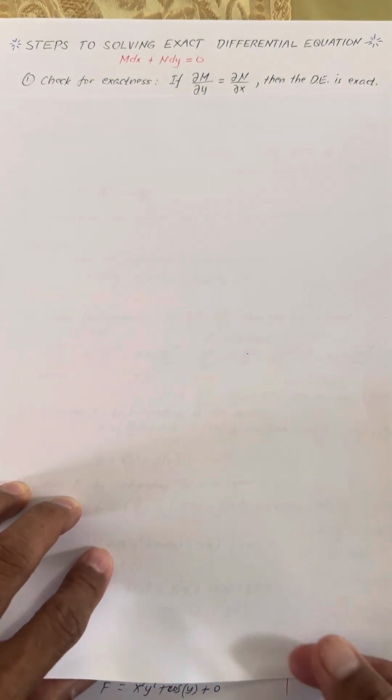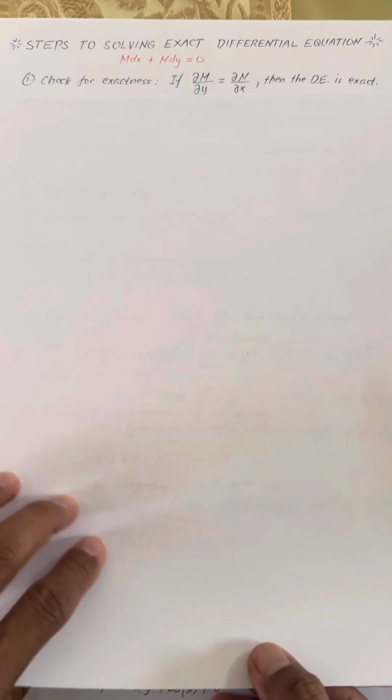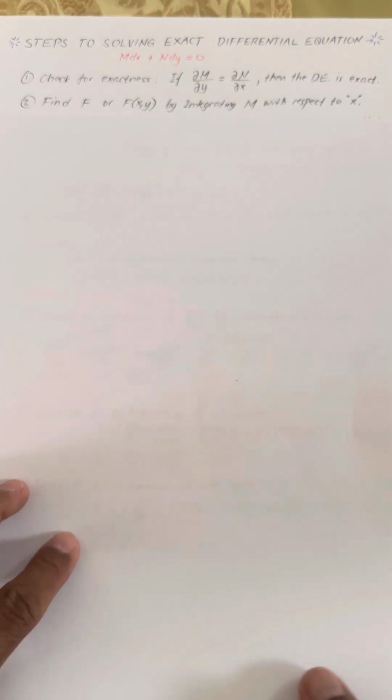So the next step, after finding the exactness, is to find f. So find f, or the function of the two variables x and y, by integrating m with respect to x. Okay, that is the next step.